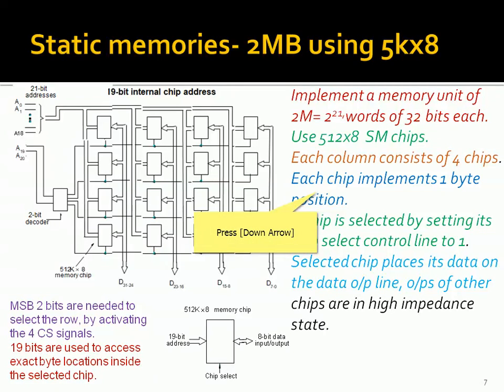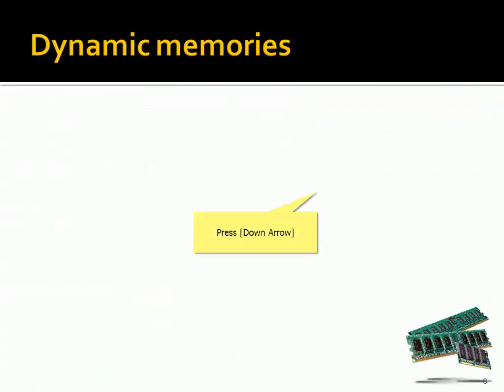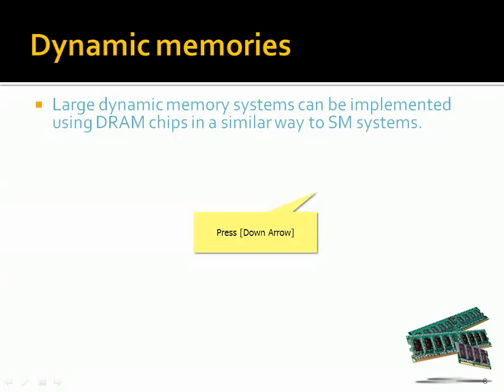Chips are in high impedance state. So 21 bits address a 32 bit word. Now, dynamic memories. A large dynamic memory system can be implemented using DRAM chips in a way similar to static memory.